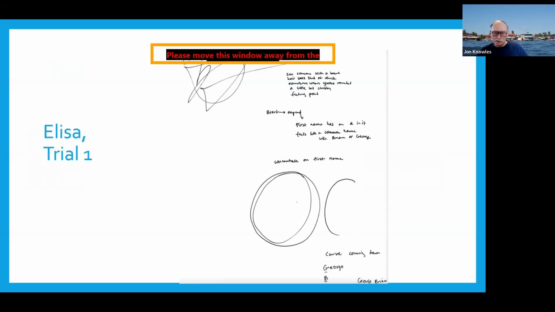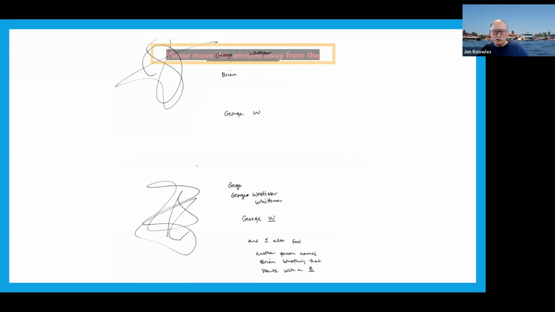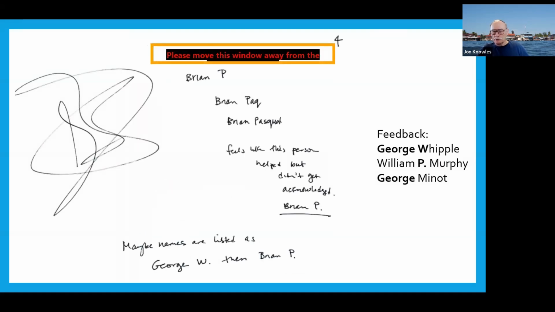So let's look at Elisa's session, where she got not only the first name, but more. She can describe this after the slideshow. The viewers will have a chance to say more about their methods and what they thought about the experiment and so forth. So at the bottom, she gets George V. And then she gets George again, George W, George Whittemer. As you recall, George Whipple was the actual correct one. So she got the George and the W. She also got the P in William P. Murphy. Because there were two Georges in this feedback, one wonders if that led to her getting the name correct.